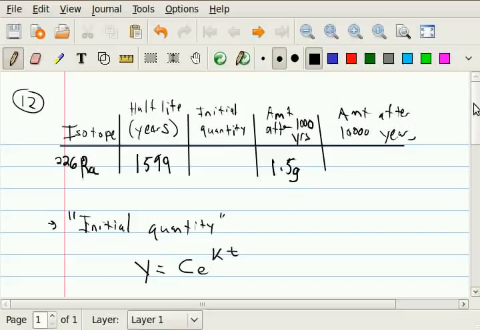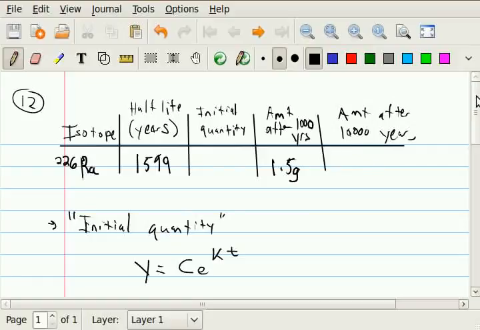Okay, so there's certain things we need to find. There's certain things we know. What they tell us in this problem is that it has a half-life of 1,599 years. Okay, and then they tell us after 1,000 years we have 1.5 grams of this material left. And the question is, maybe that material was trapped in some kind of container. If we had, say, 1.5 grams after 1,000 years, how much did we have to start with? And also, how much will we have after 10,000 years?